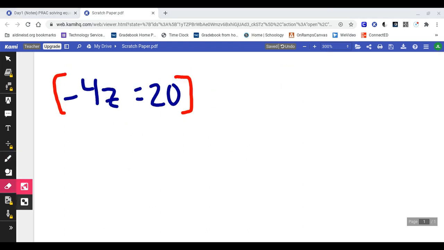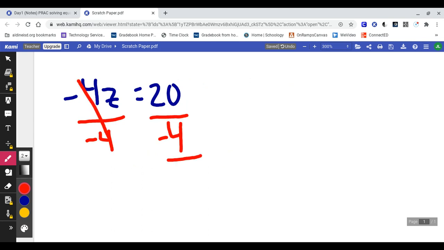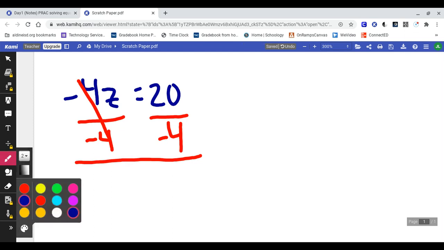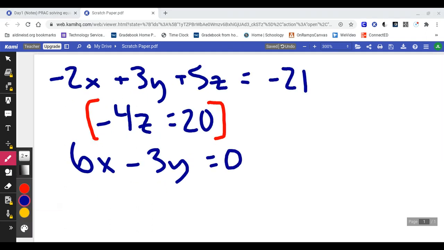So when I isolate that, I'm going to try to solve for the z first. So I know I need to divide the negative 4, which is going to tell me that z equals negative 5. Then, when I move back to the top, I notice the next simplest equation is probably the one on the bottom.